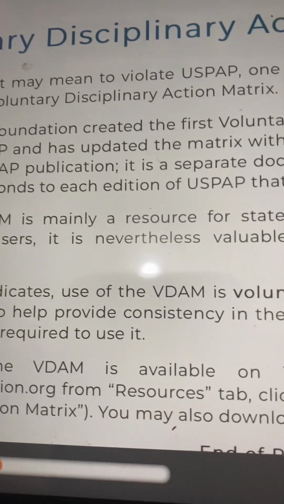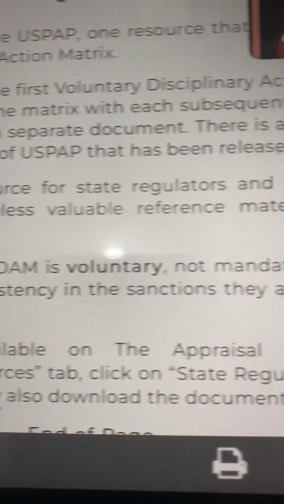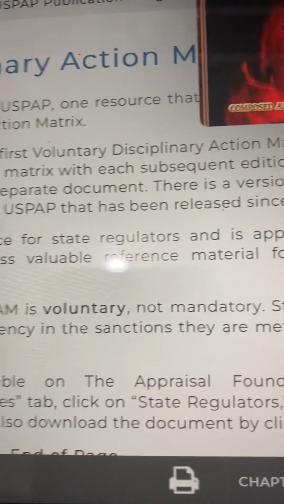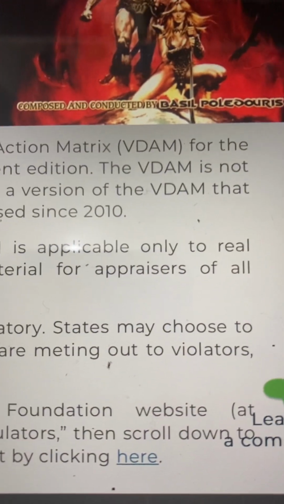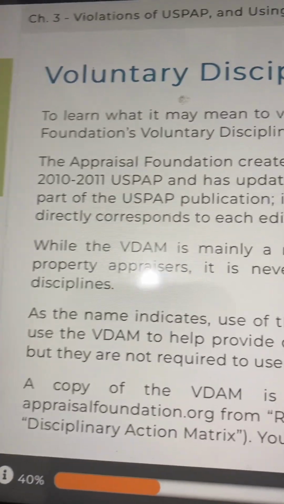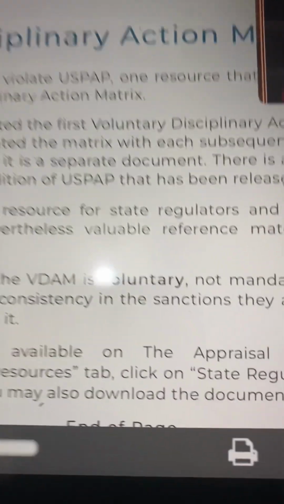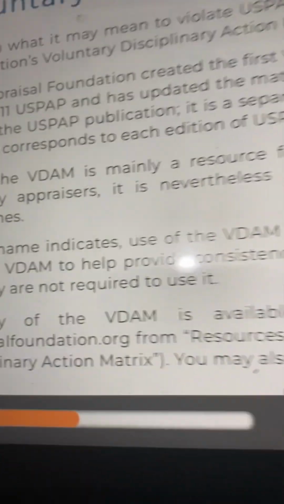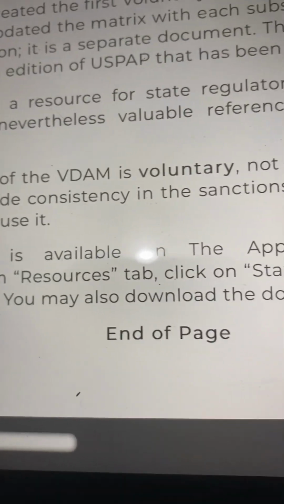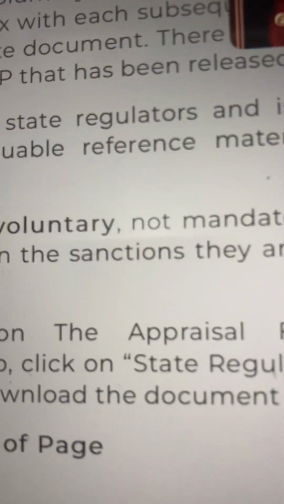As the name indicates, use of the VDAM is voluntary, not mandatory. States may choose to use the VDAM to help provide consistency in the sanctions they are meting out to violators, but they are not required to use it. A copy of the VDAM is available on the Appraisal Foundation website at appraisalfoundation.org. From the Resources tab, click on State Regulators, then scroll down to Disciplinary Action Matrix. You may also download the document by clicking here.